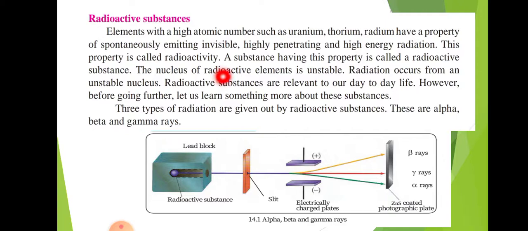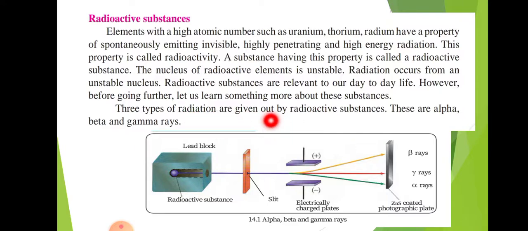So the nucleus of the radioactive element is unstable. Here you can see the radiation occurs from an unstable nucleus. तो वो जो nucleus है वो unstable होना चाहिए. Radioactive substances are relevant to our day-to-day life. However, let us learn something more about it.